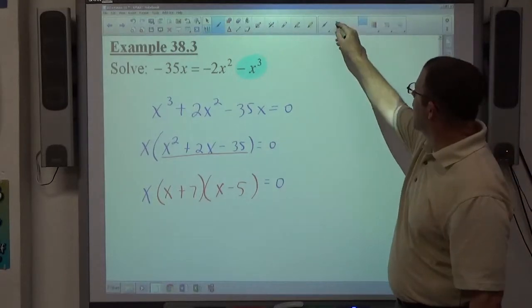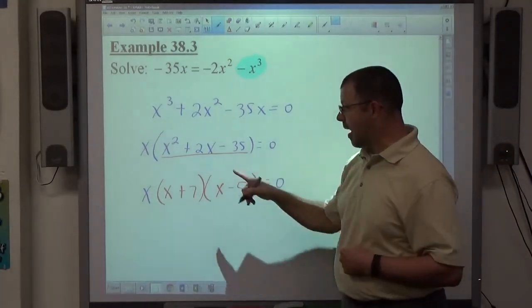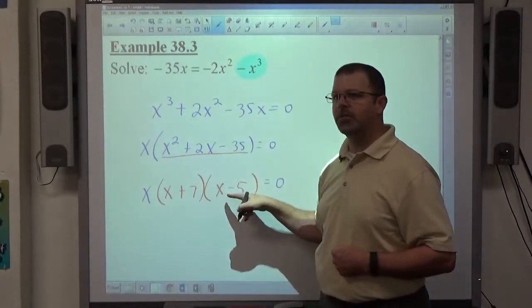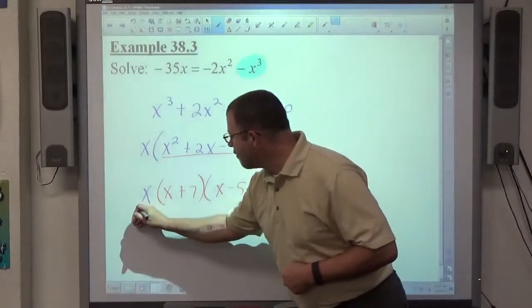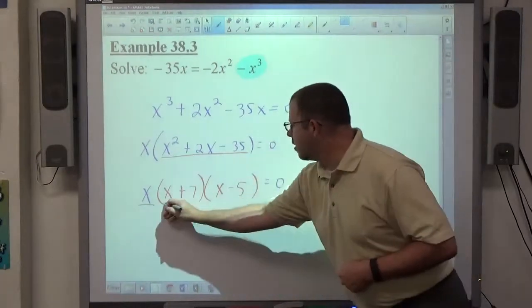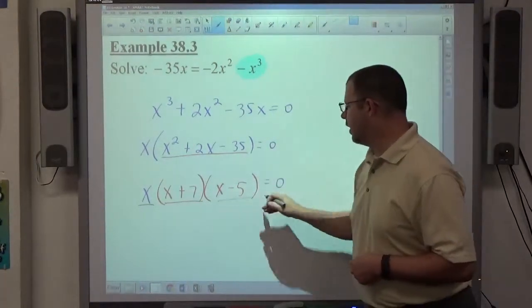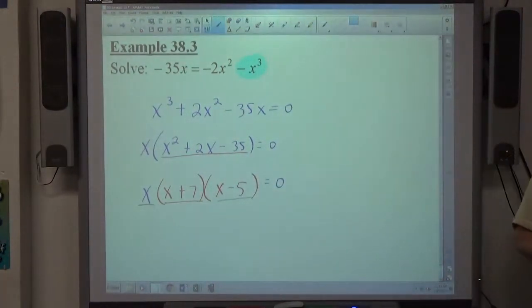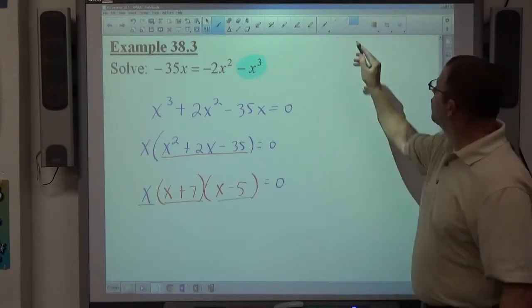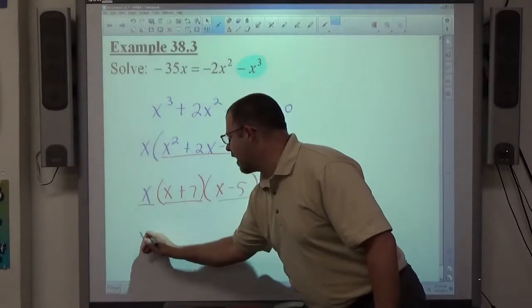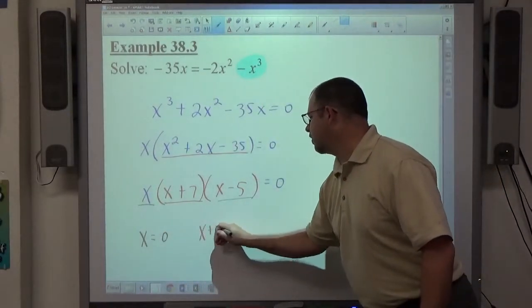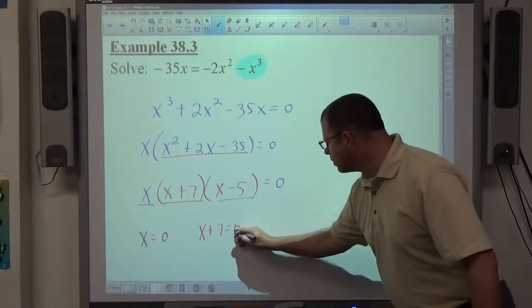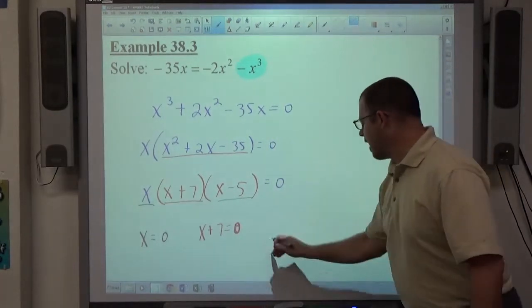At this point, I have factored form, everything to the first power. X to the first power, x to the first power, x to the first power. You want to get to that point every time. Factor number 1, factor number 2, factor number 3, all contain the letter x, right? So all three of those factors will create an answer. So I take each of those individual factors. X has to equal 0, x plus 7 has to equal 0, or x minus 5 has to equal 0.